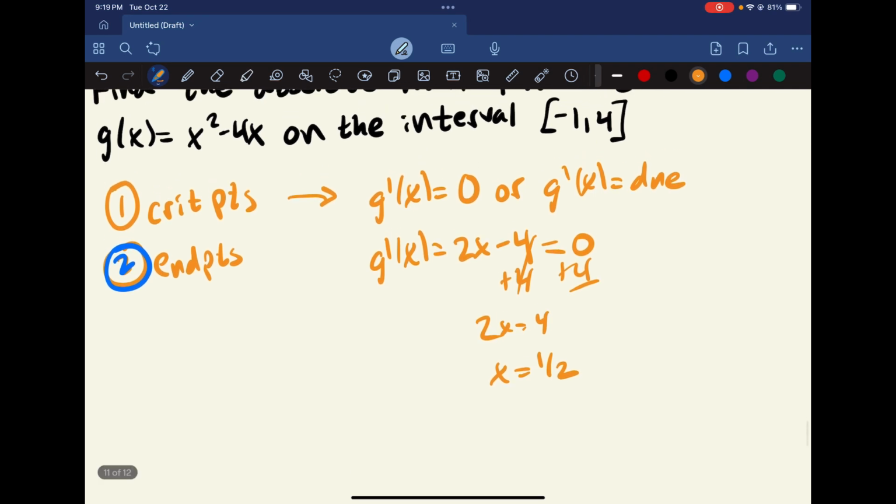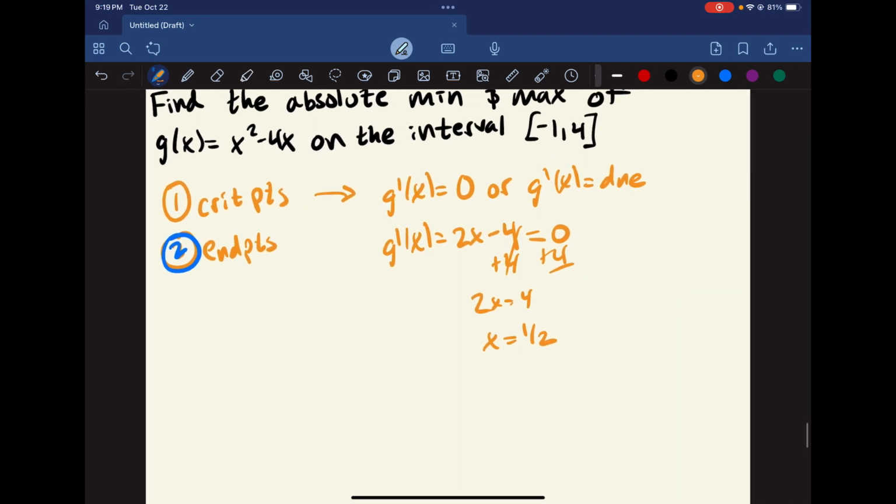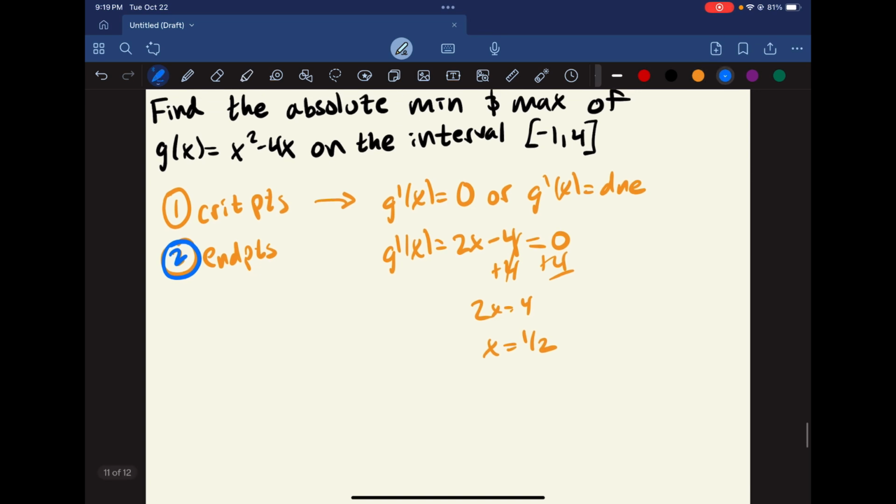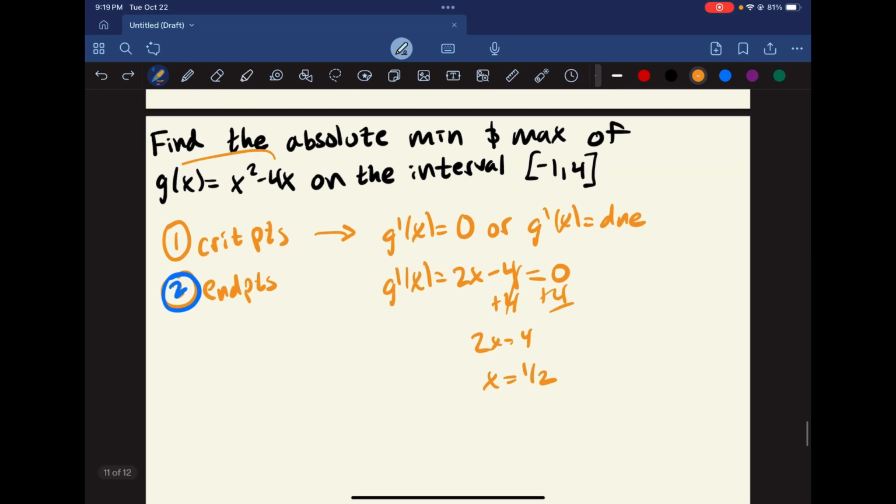And then the other thing we need to think about is our endpoints. So basically, you compile this list of x values, right? You get all your critical points, which in this case we only have 1, and then you grab your two endpoints, which is -1 and 4 in this case. And you plug them all into your regular g of x, and whichever of them has the highest y value is going to be your absolute maximum on the interval, and whichever of them has the lowest value is going to be your minimum on the interval.